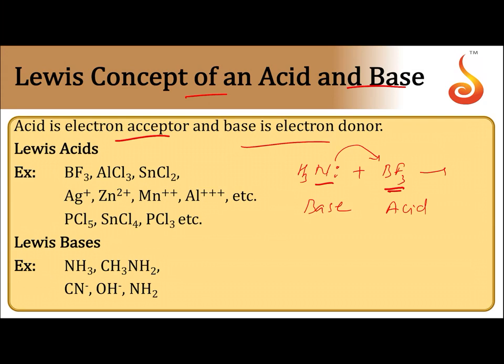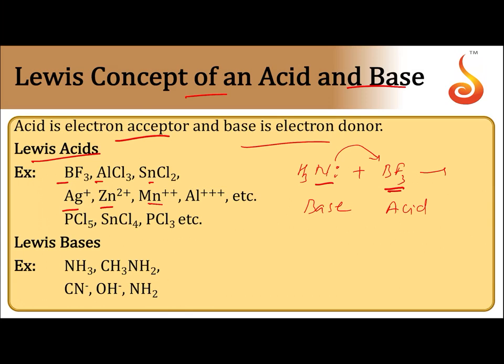So we take examples of Lewis acids here. All neutral molecules with less than an octet around the central atom will be Lewis acids, because they are going to accept electron pairs. We can also take all cations with vacant orbitals. Cations having vacant orbitals also accept electron pairs, so they are also Lewis acids.